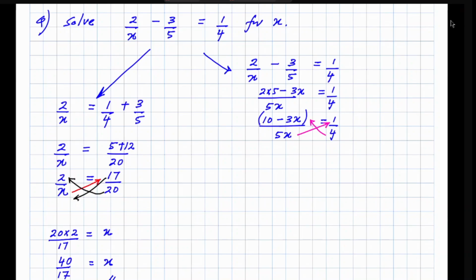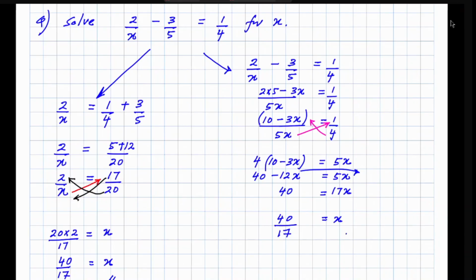Yeah. So now it would be 4 times (10 minus 3x), and here you get 5x. 1 times 5x is 5x. Now bracket simplification, 40 minus 12x is equal to 5x. Now I am going to bring 12x to the other side, and that becomes 17x is equal to 40. Now what would be x now? 40 divided by 17. You get the same answer.